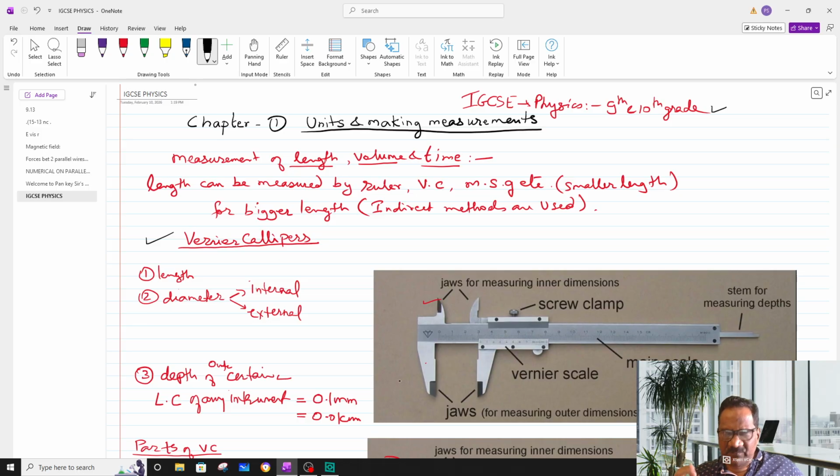So I hope you must have understood what a vernier caliper is. And just to give you a feeling of it, now this is a vernier caliper. You can see this. I'll show you on the full screen. Yeah, so this is something called a vernier caliper. You can see it on the screen, right? This is a vernier caliper.